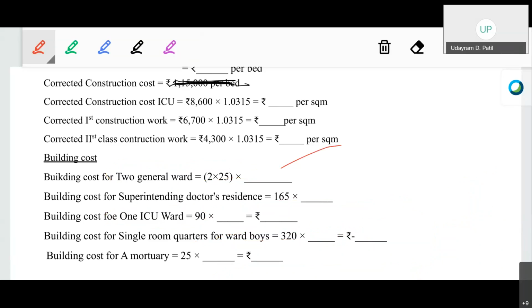98,381 rupees, and for the single quarters rooms of the ward boys, the cost is 14 lakhs 19,344 rupees, and last, for the mortuary, the cost is 1,72,776.25. OK, so all the rates that we have taken are general rates, approximate rates.